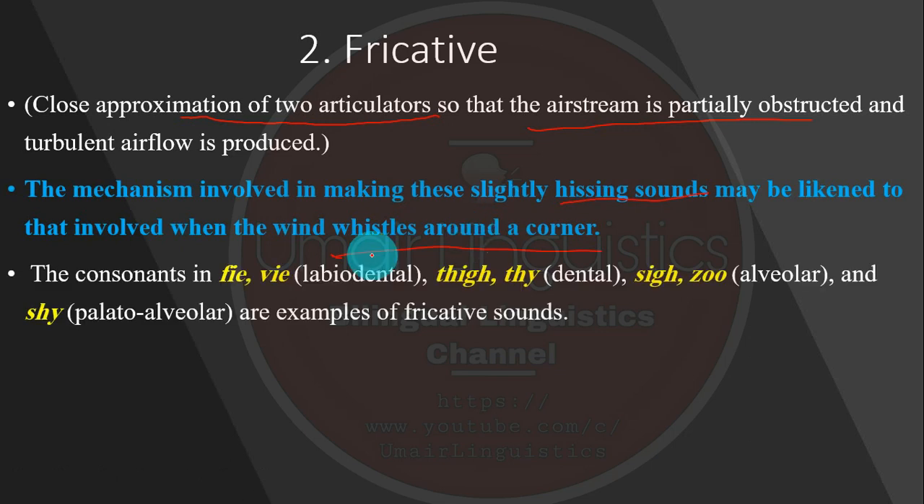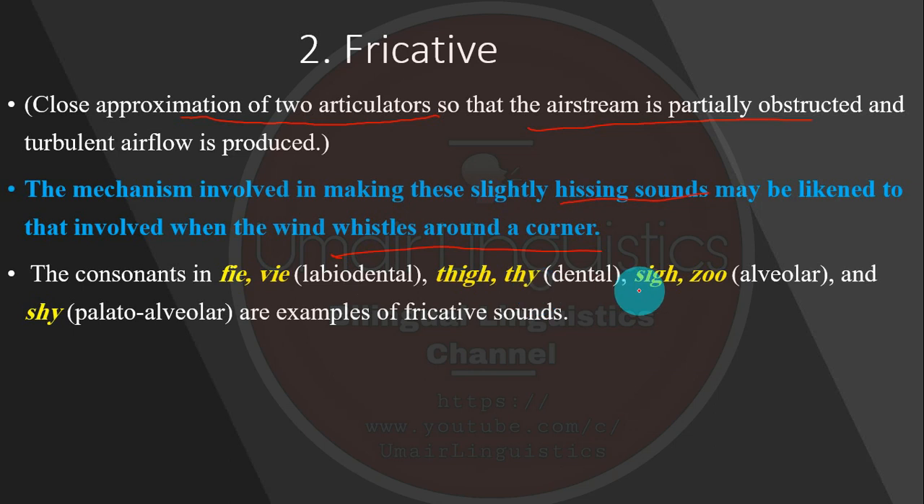So the consonants in phi and vi, when you say them, you can feel a hissing sound. F is a voiceless fricative, and v is the voiced fricative, and the position is labiodental. Then we have theta and eth, which are the dental fricatives.